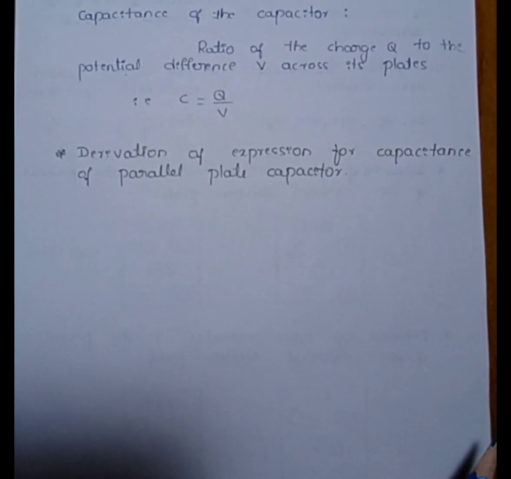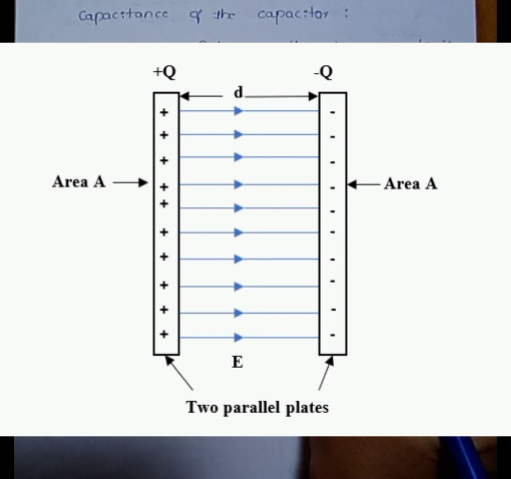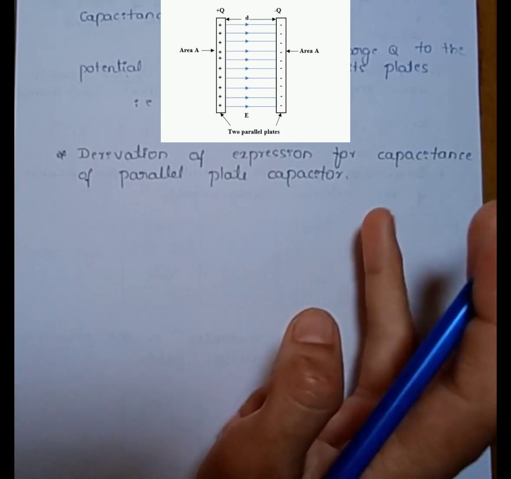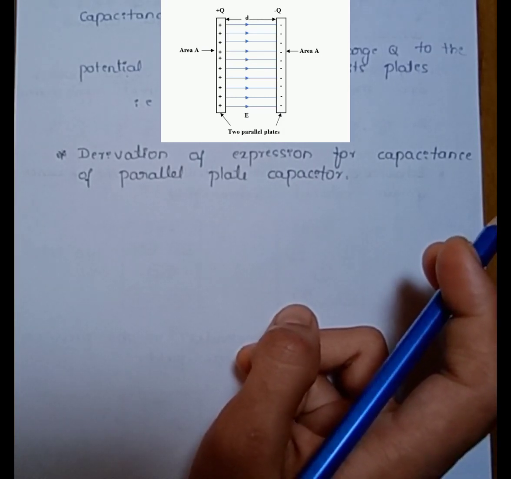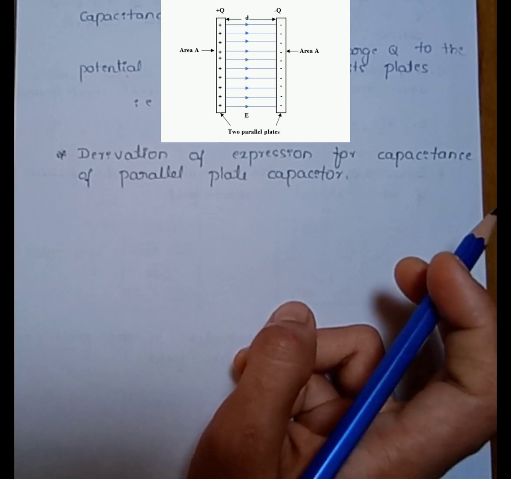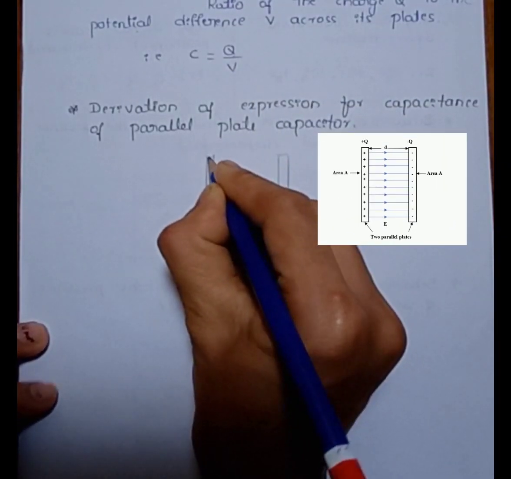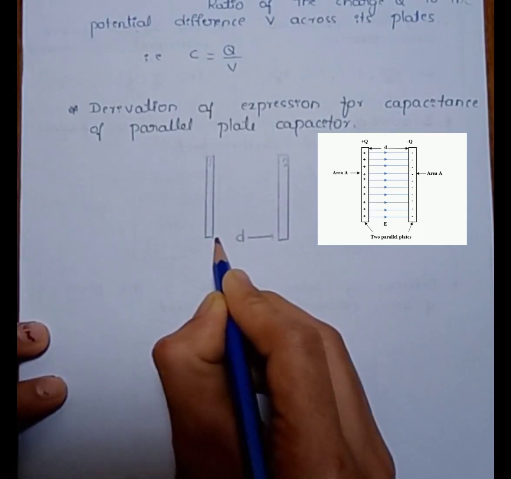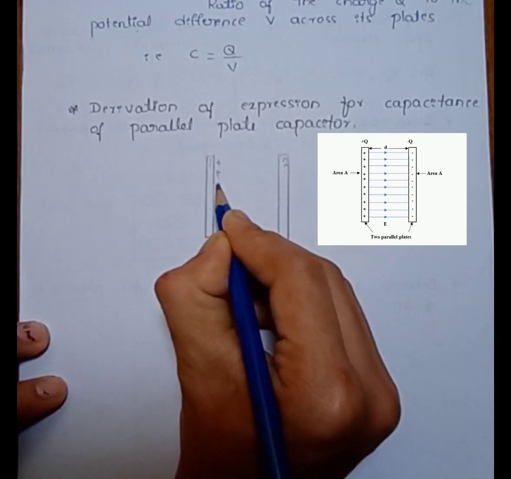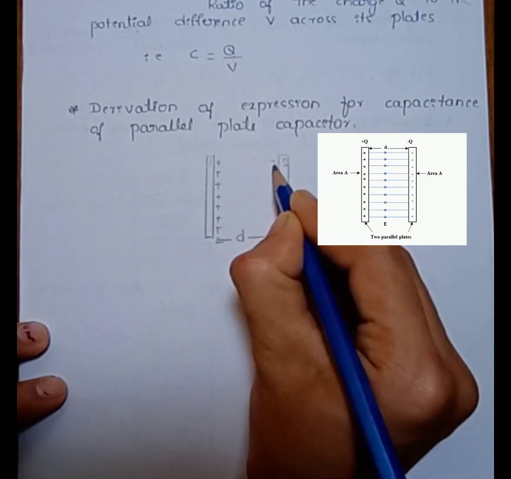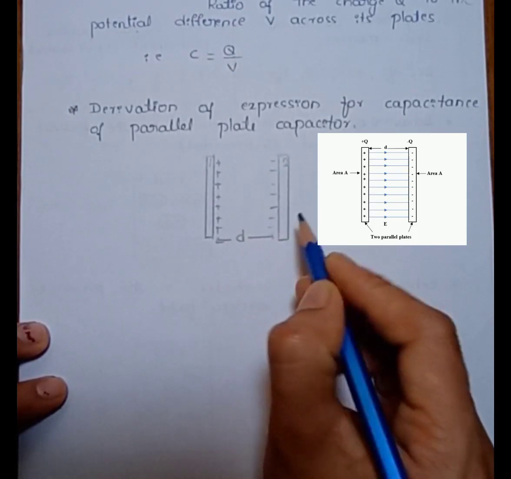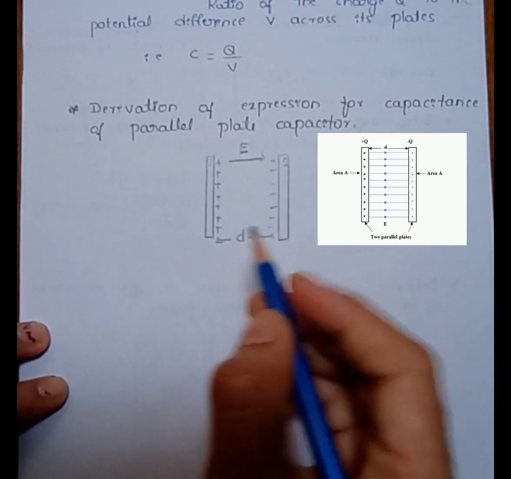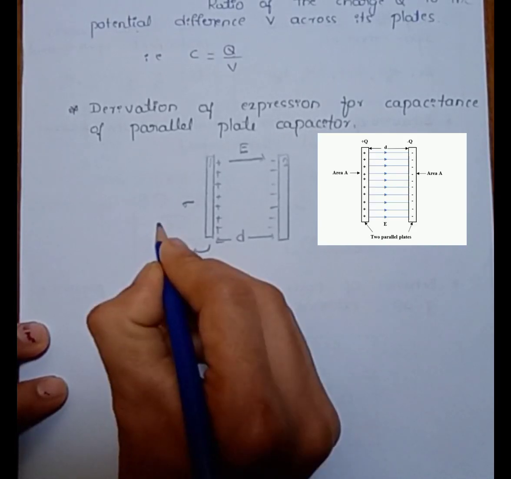Now what we have to see? Derivation of expression for capacitance of parallel plate capacitor. What do you mean by parallel plate capacitor? A parallel plate capacitor consists of two large plane parallel conducting plates, which are separated by a small distance. Consider two parallel plates, 1 and 2, separated by a distance d. One plate carries positive charges on its surface, another plate carries negative charges on its surface. Here, the electric field is uniform and moves from positive to negative charge. And sigma is the surface charge density.